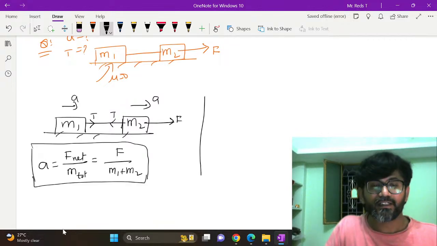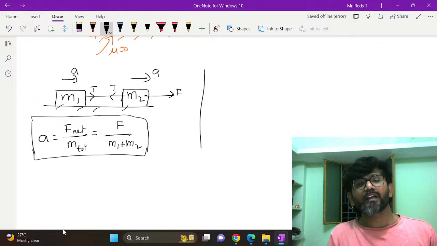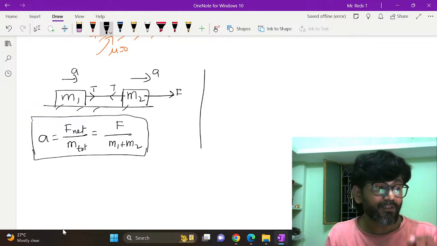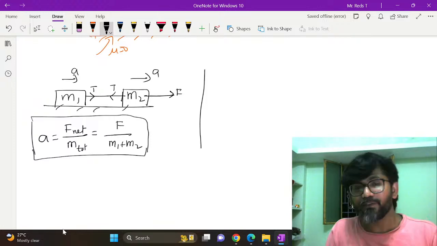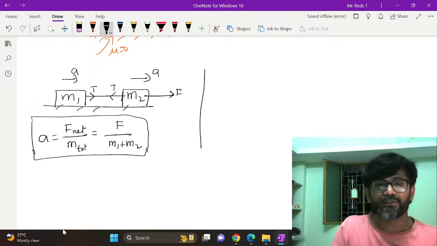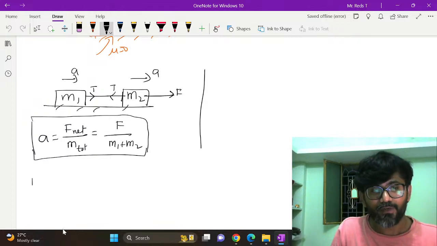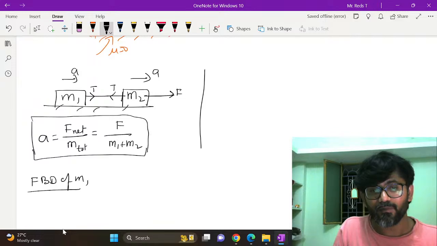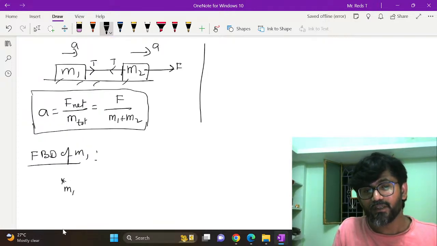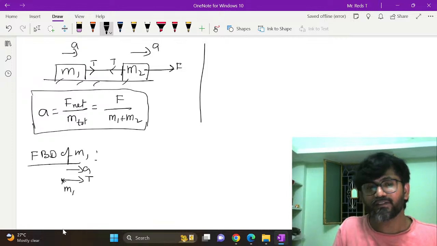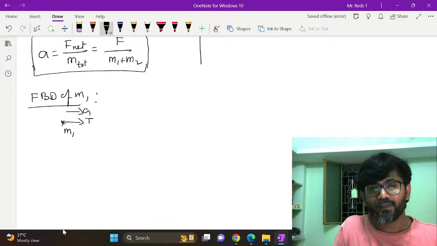To find acceleration, tension. Now you draw a free body diagram of any one body. Specifically, draw the free body diagram of the body on which only tension is acting. On m2, F is acting to the right, T is acting to the left. On m1, only T is acting. So draw the free body diagram of m1, the body on which only tension acts. That is m1. T is acting to the right, so it is moving to the right with an acceleration here. Now the equation of motion gives net force is equal to mass times acceleration. So that is T is equal to m1 A.